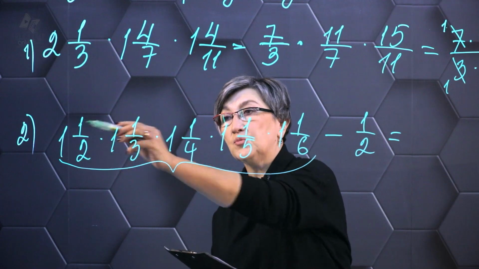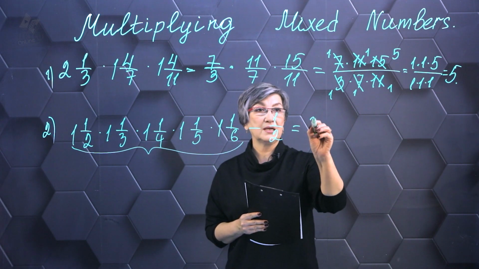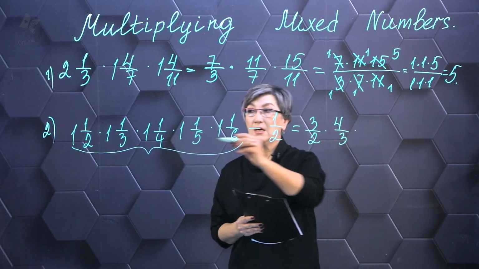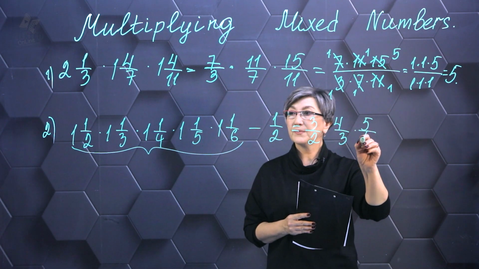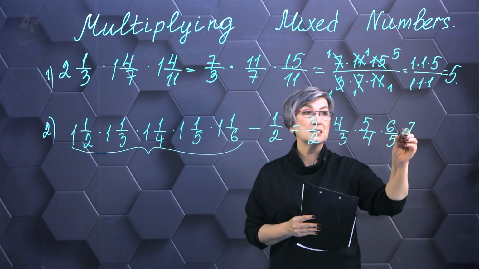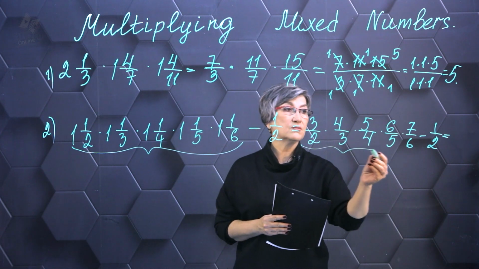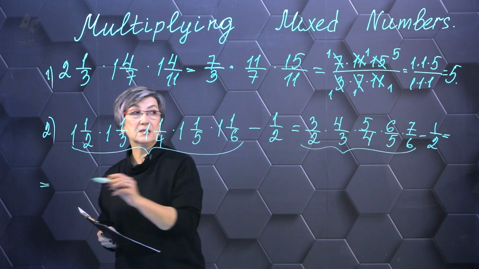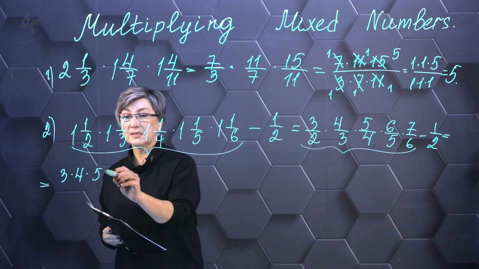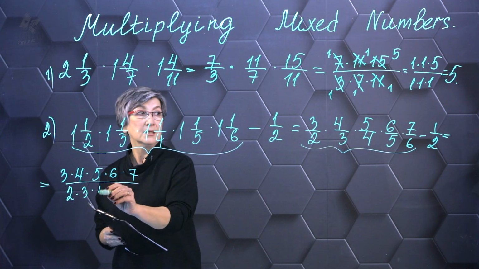Why? Because when I start converting each number to an improper fraction, what do I get? 1 whole 1/2 is 3/2, multiplied by 1 whole 1/3 which is 4/3, multiplied by 1 whole 1/4 which is 5/4. Then the next multiplier is 6/5. As you can see, we ended up with fractional numbers like this. The rule is that I have to multiply the numerators and multiply the denominators. 3 times 4 times 5 times 6 times 7, and down in the denominator we have 2 times 3 times 4 times 5 times 6.